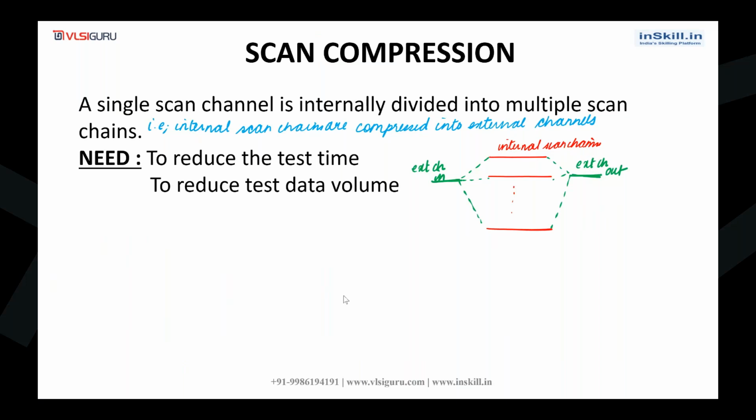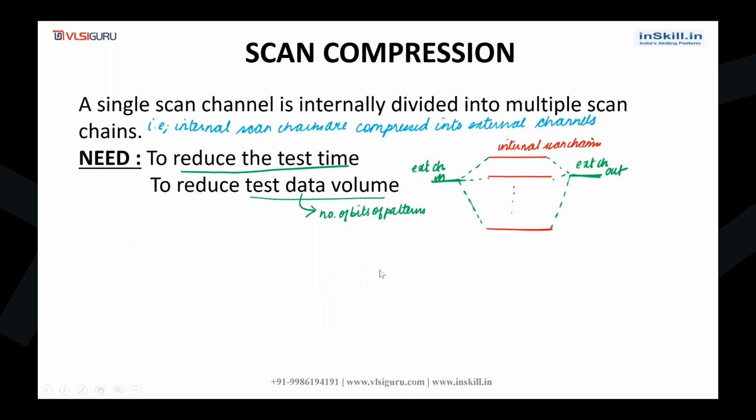Okay, so why do you need to go for scan compression? Why do you need to compress the internal chains into external channels? You need to do that in order to reduce the test time and in order to reduce the test data volume. So what does test data volume mean? Test data volume means the number of bits of patterns. So that is test data volume.